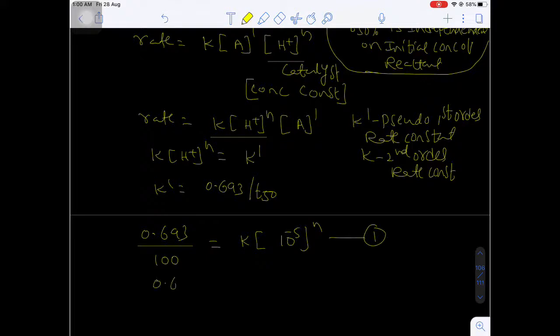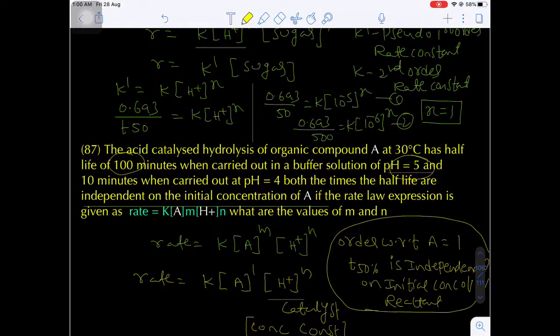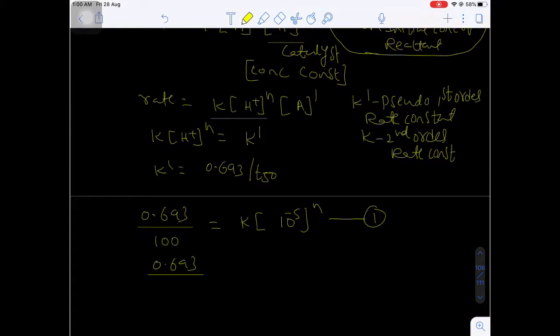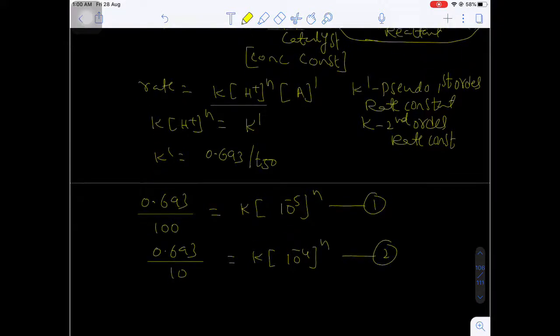And one more half-life information is given. The second time, the half-life becomes 10 minutes in the buffer solution of pH 4. So here half-life will be 10, and the H plus concentration will be 10 raised to minus 4 to the power n, equation number 2. Are you getting my point?